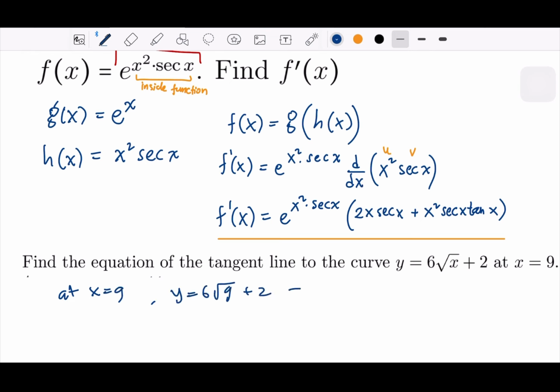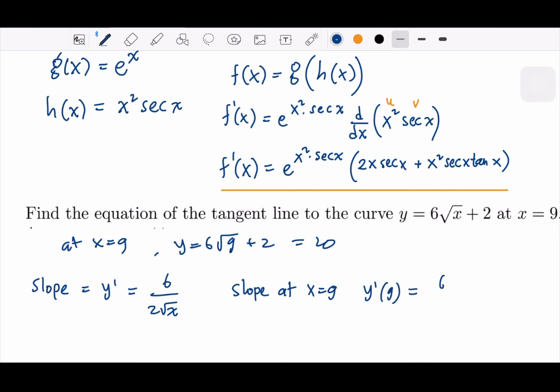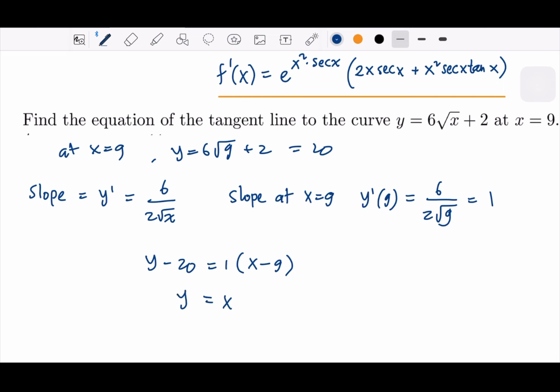And then every time we have the tangent line, the first thing we need to take is find the slope, which is the derivative. That's the first step, every tangent line. Okay. So the slope, the y prime, is equal 6, right? And the slope at x equal 9, or y prime 9, this is equal 1, right? So we have m is 1, or slope is 1. We can write down the formulation. So we will have x minus 9 plus 20 is 11, correct? So we have this.